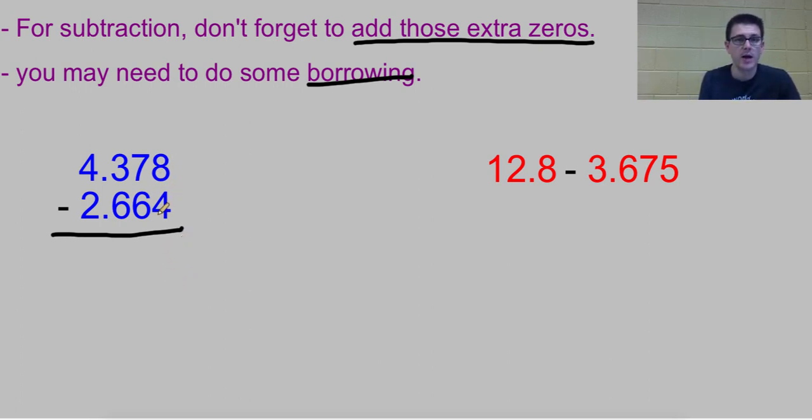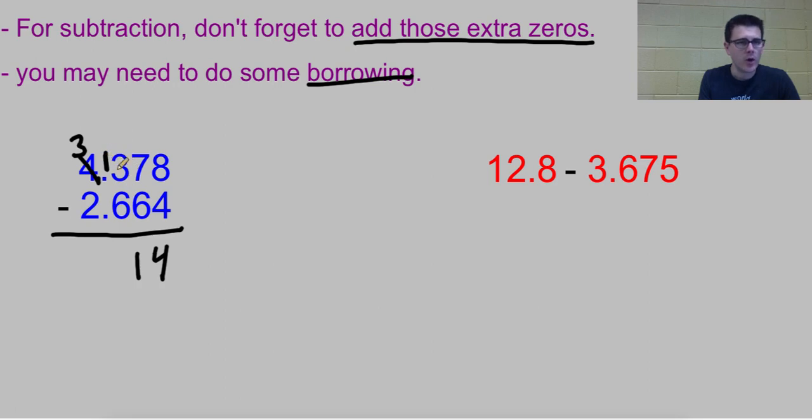So I'm going to subtract my thousands. 8 minus 4 is 4. 7 minus 6 is 1. 3 minus 6 I can't do. I can't take 6 away from 3. So I'm going to do some borrowing. Remember, we come to the number next door and we borrow one of them. And that becomes a 10. So that 10 gets added to my 3 to become a 13.